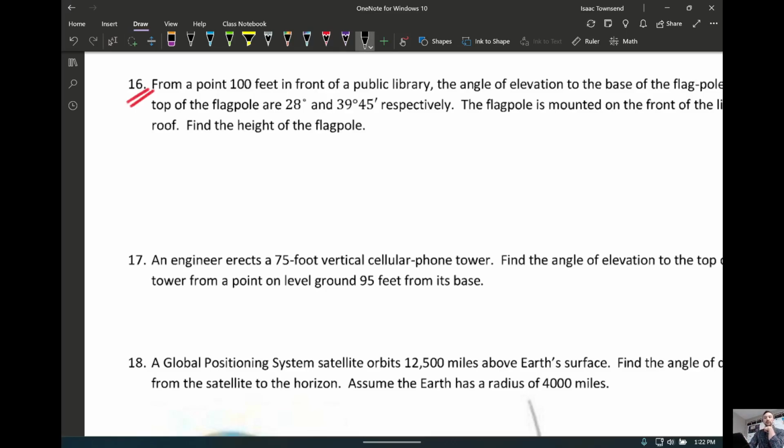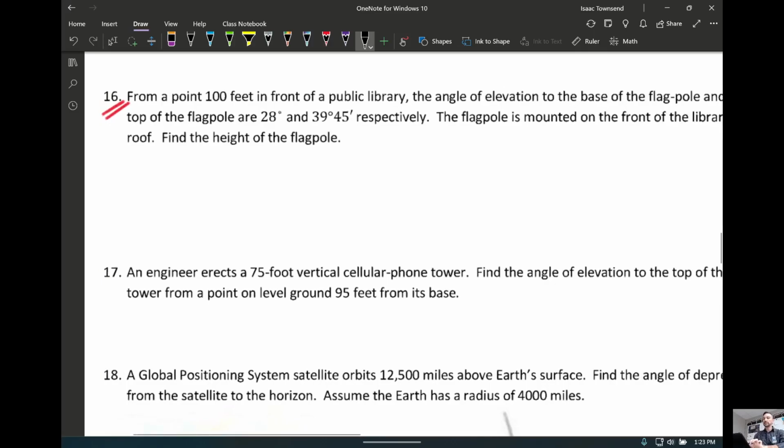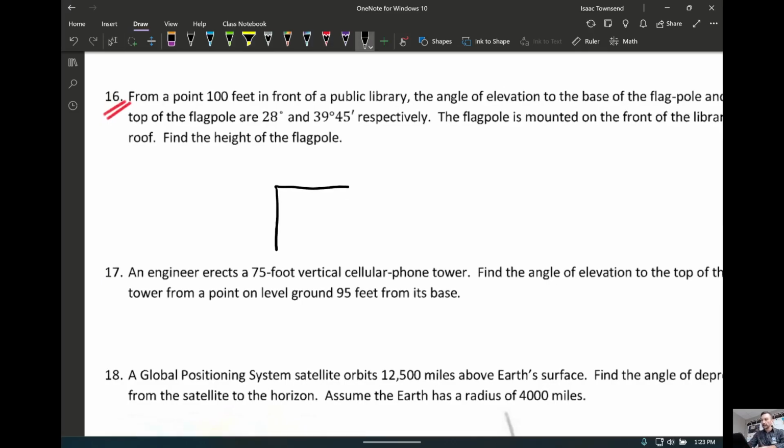Okay, I'm going to start it off here. Some of you had triangles drawn and asked me if they were drawn correctly. But I don't know which part of it is the flagpole and which part you think is the library. I know it seems kind of silly to actually draw a library and a flagpole, but I can't tell you if your stuff's set up correctly if I don't know what part you think is what part.